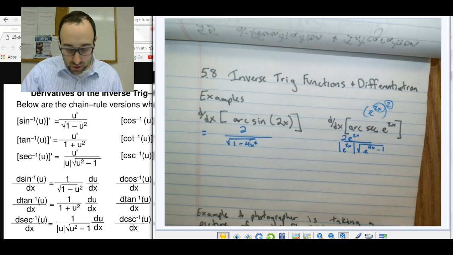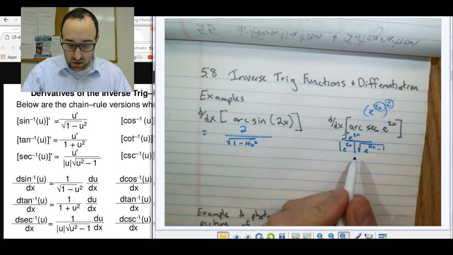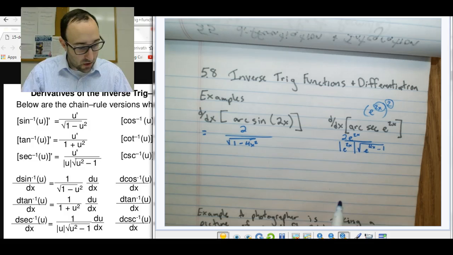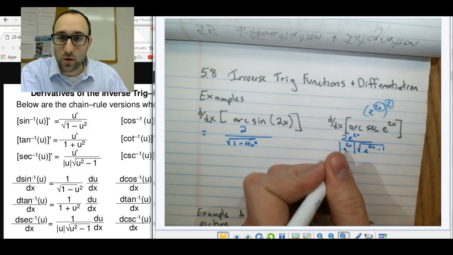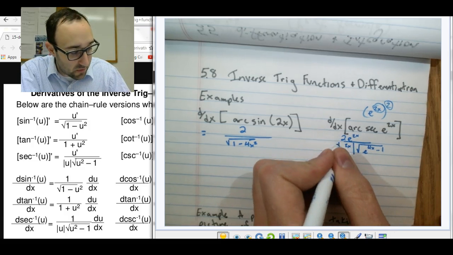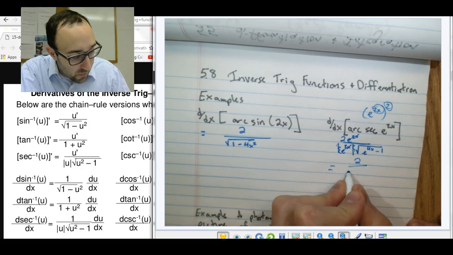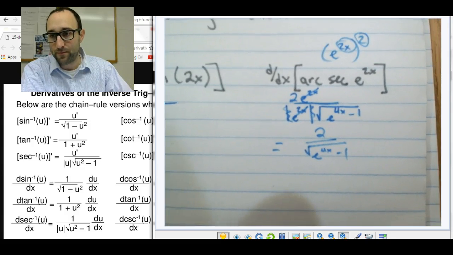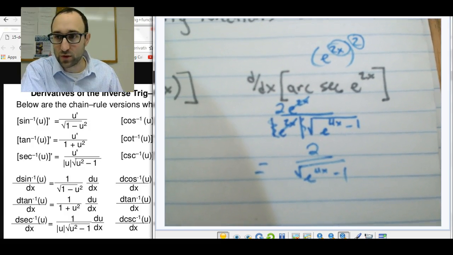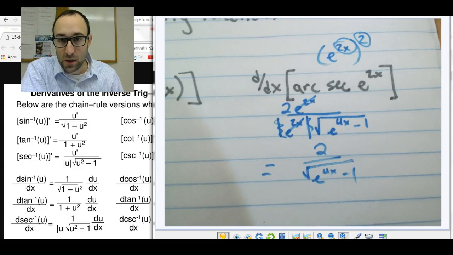So we should end up with 2e to the 2x all over e to the 2x times the square root of e to the 4x minus 1. Because e to the 2x is always positive, we don't need this absolute value, so the absolute value goes away, and this e to the 2x and this e to the 2x cancel. You end up with 2 over the square root of e to the 4x minus 1.